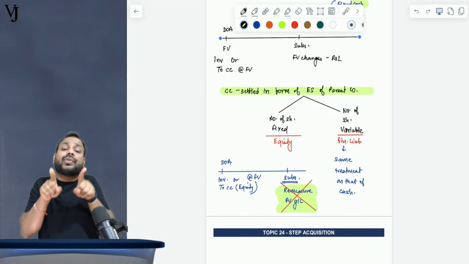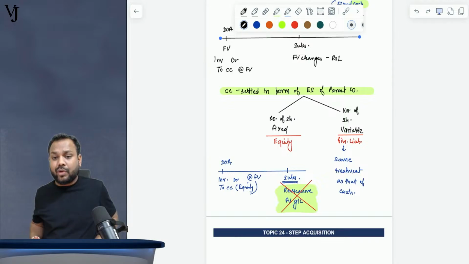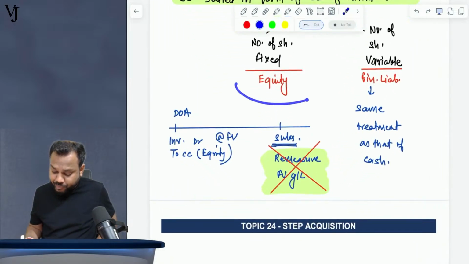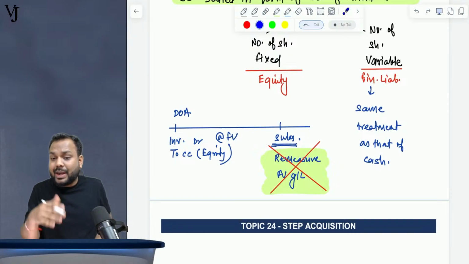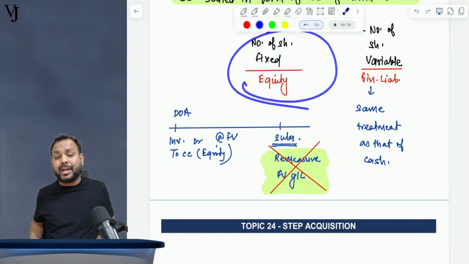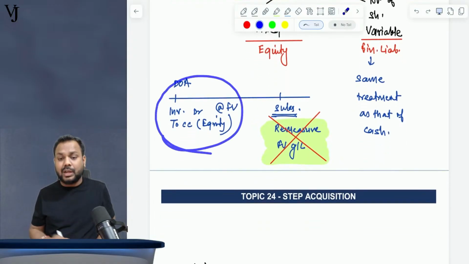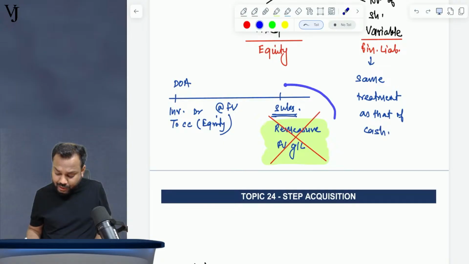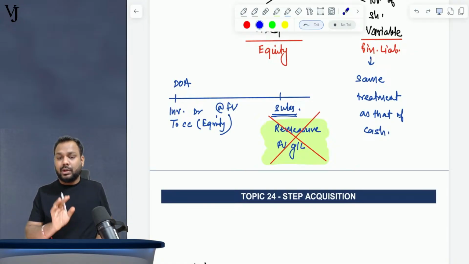But if the number of shares are fixed, this is my concern which I want to discuss. If the number of shares are fixed, it becomes equity as per IAS 32 and IFRS 9. And if it is equity, we record it at its fair value on the date of acquisition, but subsequently we do not remeasure it because equity is not remeasured. I believe it is very much clear to all of you.